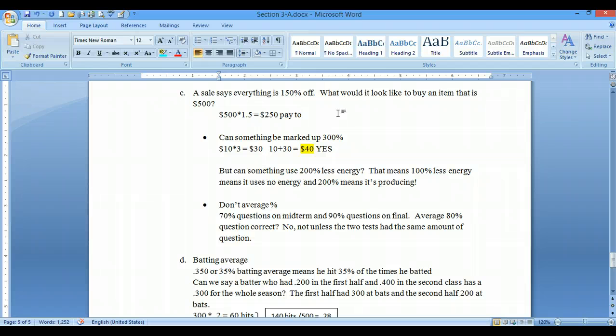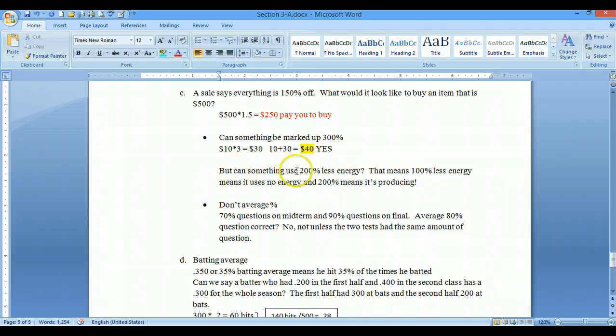A sale says everything is 150% off. What would it look like to buy an item that's $500? So $500, 150% is 1.5 times 500, which gives me $750. They will pay you to buy whatever was $500. Sound logical? No. Can something, however, be marked up 300%? Yes, easily. 300% is, as a decimal, 3. Let's just say it's $10. $10 times 3 is $30 markup, so $10, the original, plus the markup, is now $40. A 300% markup.